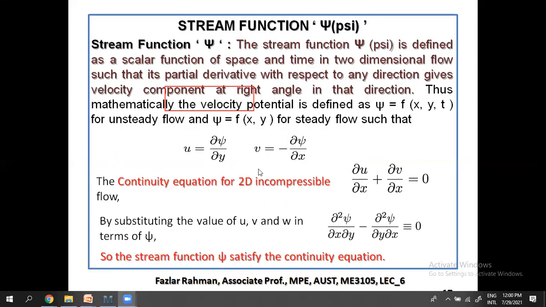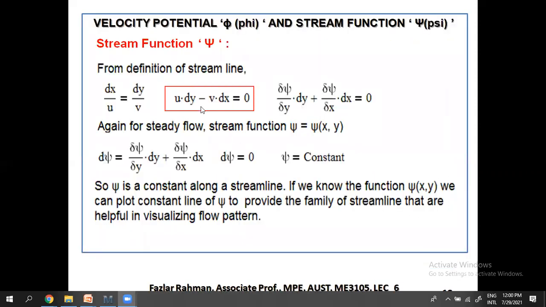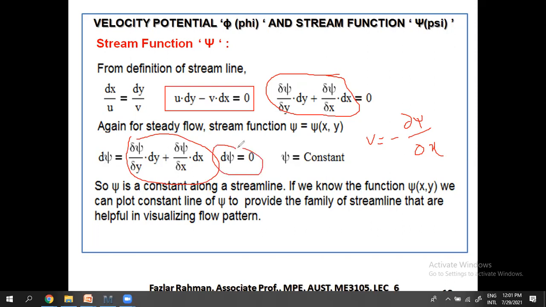You look over, this is u, this is v. This uv we put over here. This is u and this is v. v equal to minus del psi by del x. So this minus become plus. So this equal to 0. Now this value you put over here, you see. So what are we getting actually? d psi equal to 0.